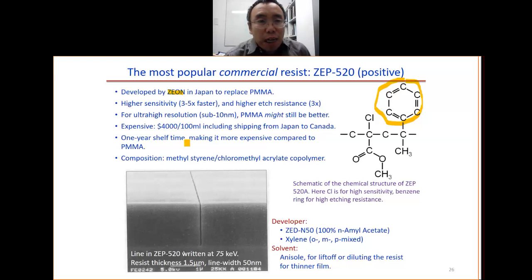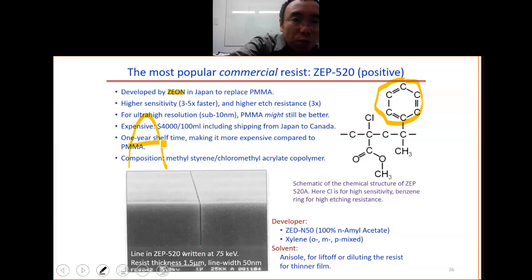But the good thing is that, because this one was developed in the 1990s, the patent has recently expired. When the patent expired, a few other companies came out with ZEP replacements, so the cost will be much lower. One of the companies is called All Resist.